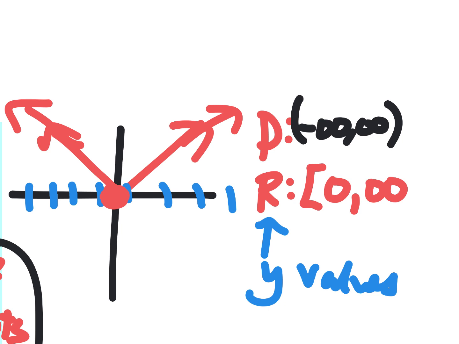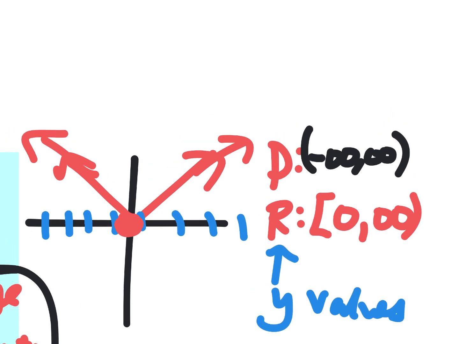And the reason I made it a bracket is because it touches 0. The function actually hits 0, because if I made a list of the points, 0, 0 would be on the list. So this needs a bracket. All right, so that's it.